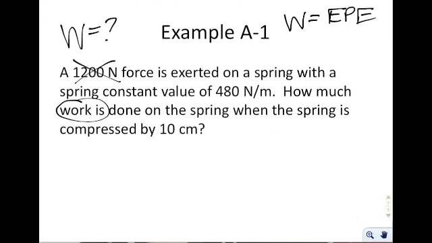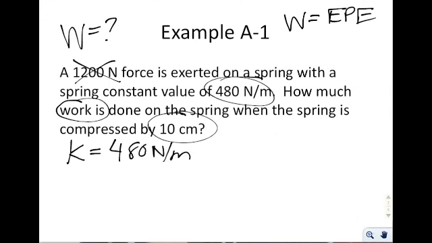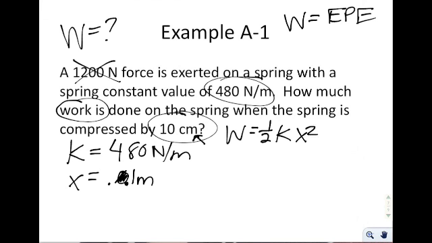What you're supposed to do is use the spring constant to solve for this particular displacement. So how much work is done on the spring? You would solve for the elastic potential energy. You have the k value as being 480 newtons per meter, and you have the displacement value as being 0.01 meters. You should have recognized that it's in centimeters and done the appropriate conversion to where it is 0.1 meters, not 0.01, but 0.1 meters. You can now say, okay, the work is equal to the elastic potential energy, which in our case is 1/2 kx squared.